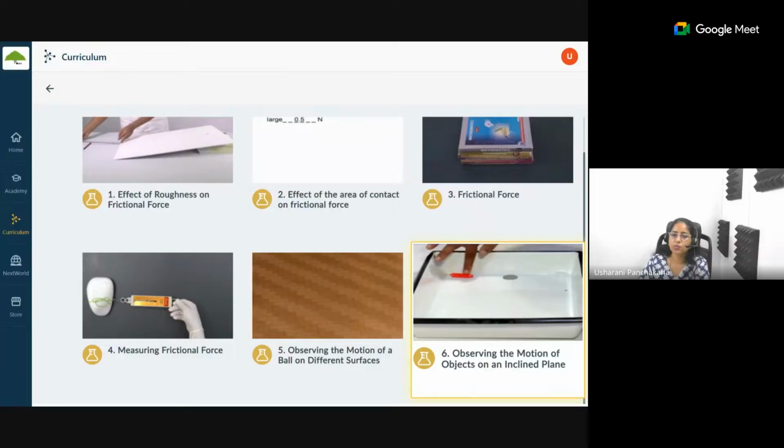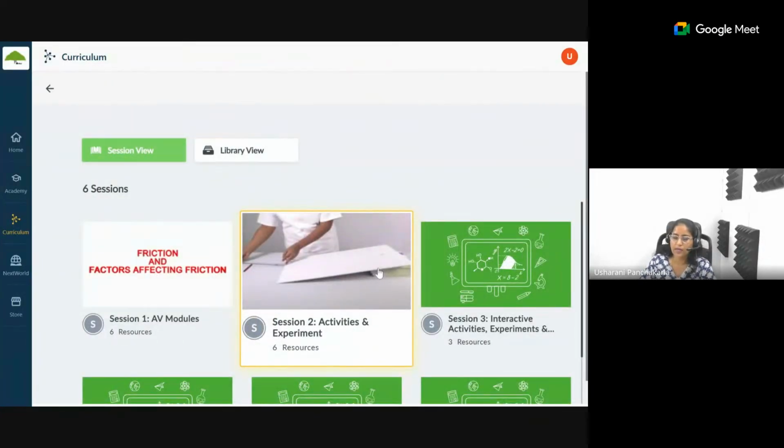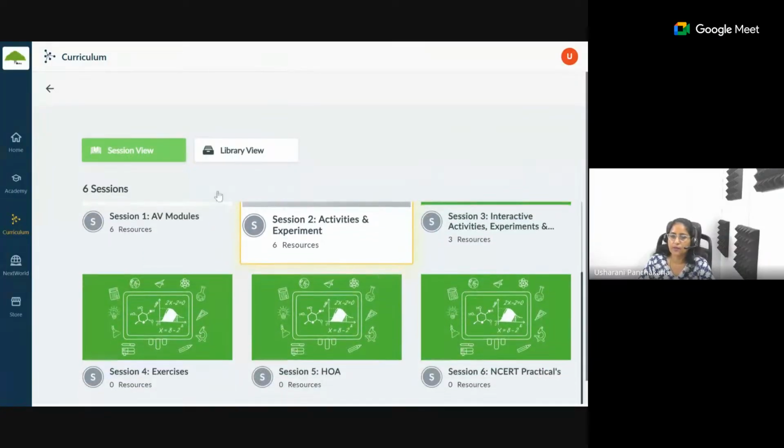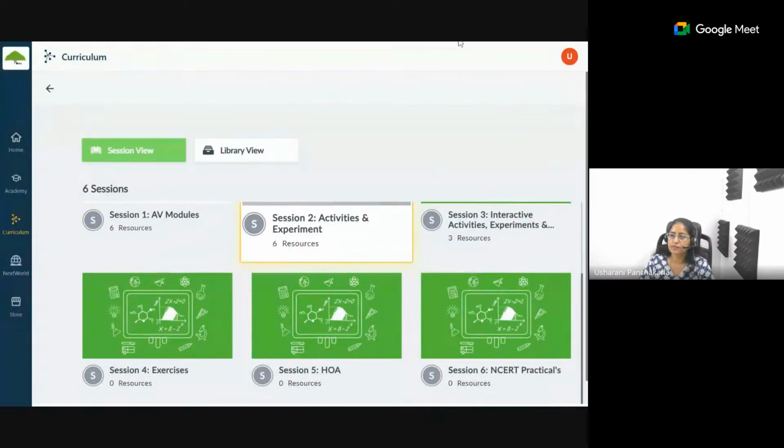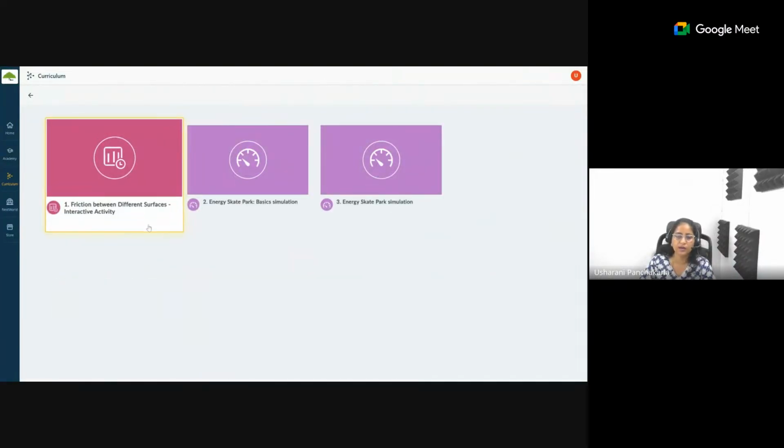Okay, so this is where you can see the activities of 3 minutes, 1 minute even. And now coming to the next one. We have seen the activities, we have seen the AB modules. Let us see the interactive activities and experiments here, where we are seeing friction between different surfaces. And then you have the basic simulations here even.